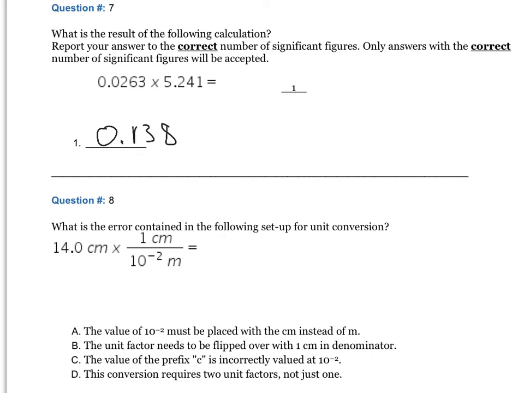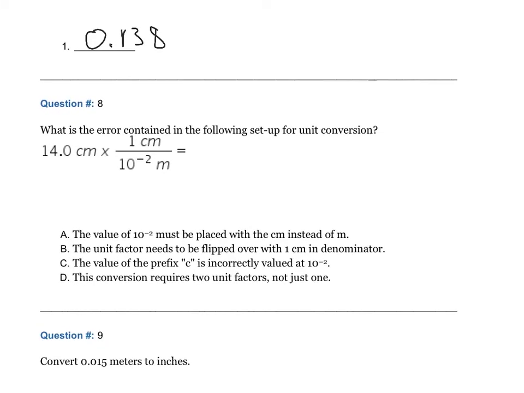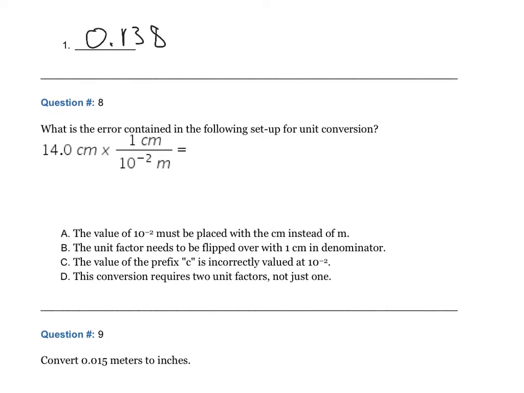Question 8. What is the error contained in the following setup for unit conversion? The answer is B. The unit factor needs to be flipped over with 1 centimeter in the denominator.